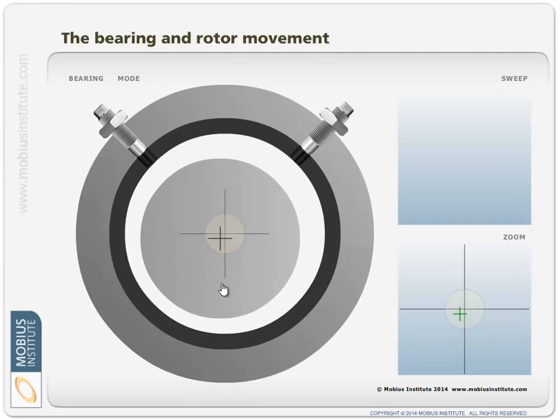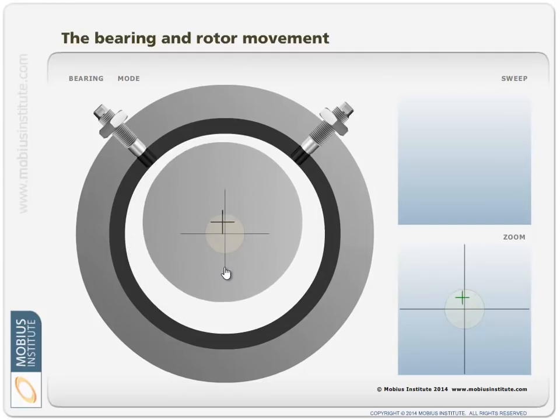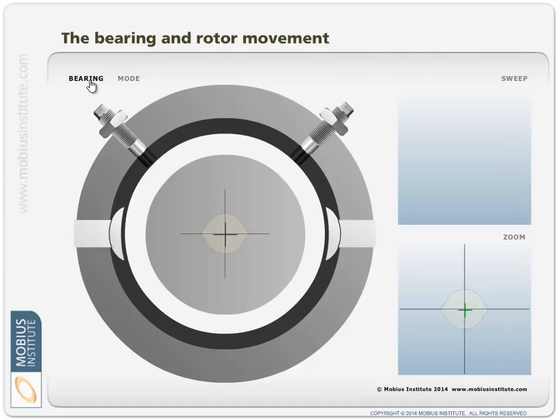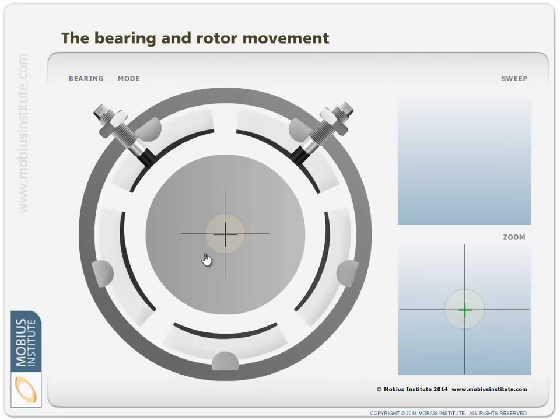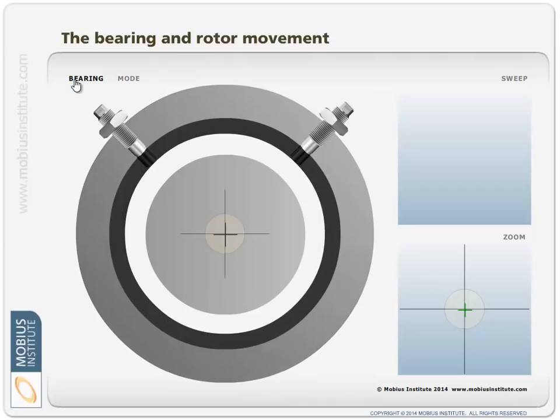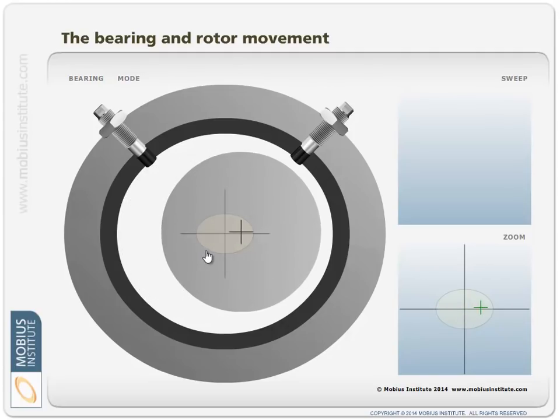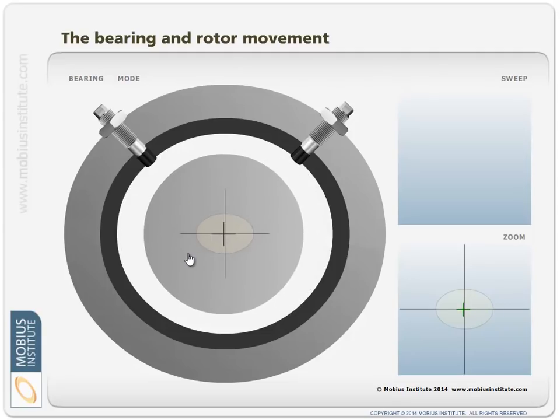The shaft can move anywhere in here, and it's not rubbing. Once we try to go outside that circle, we're rubbing. Now, of course, we've got different bearings, and therefore the clearances are different. We've got a lemon bearing, an elliptical, a tilting pad bearing, load on pad, load between pad. Different designs, but for each of them we have the available clearance, and hopefully we know what that is. We know we can't move any further this way, we can't move any further that way.